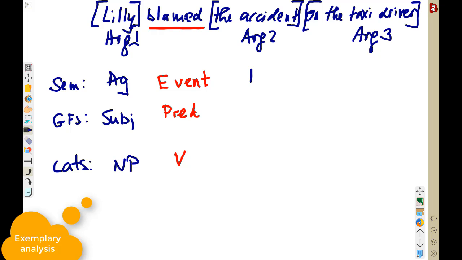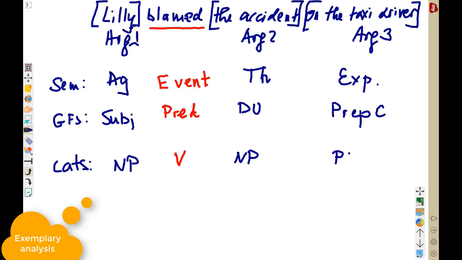The accident is the theme or the reason why Lily is blaming the taxi driver. In terms of grammatical function, the accident is a direct object, and it is also a noun phrase. The taxi driver is the experiencer, or the one undergoing the effect of being blamed for the accident. Its grammatical function is a prepositional complement, and it is realized by a preposition phrase.